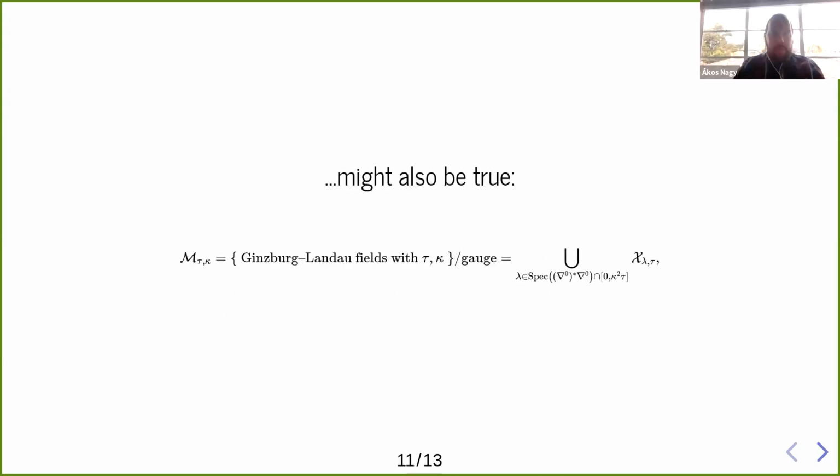And what might also be true, and that's even more hopes and dreams, is that these moduli of solutions that bifurcate at those bifurcation points, I expect them to survive as tau gets bigger and bigger. So what I mean is that the moduli space of all Ginzburg-Landau fields modulo gauge should be the union of these, let's call it X lambda tau, where X lambda tau is the space of solutions that bifurcated when we pass the eigenvalue lambda.